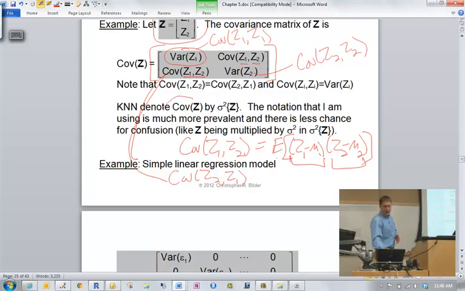Please be careful when you are reading the book. The book uses a little bit different notation than I do. I use a different notation because my notation is by far a lot more prevalent than what the book does. So that's why I use it.